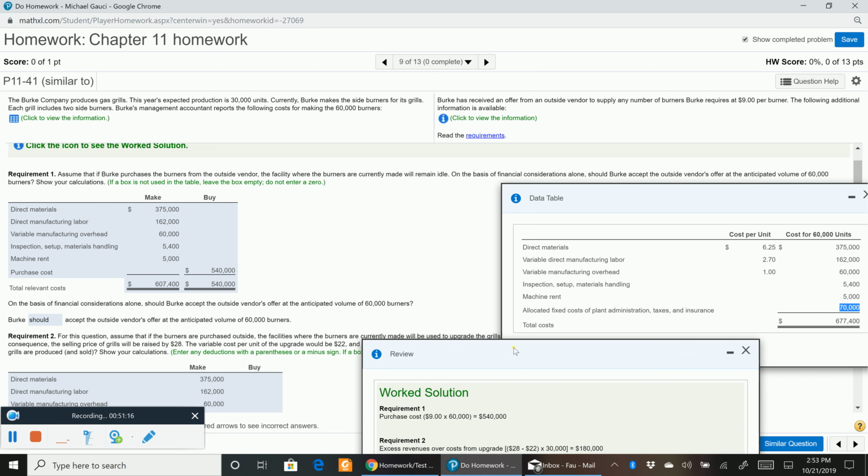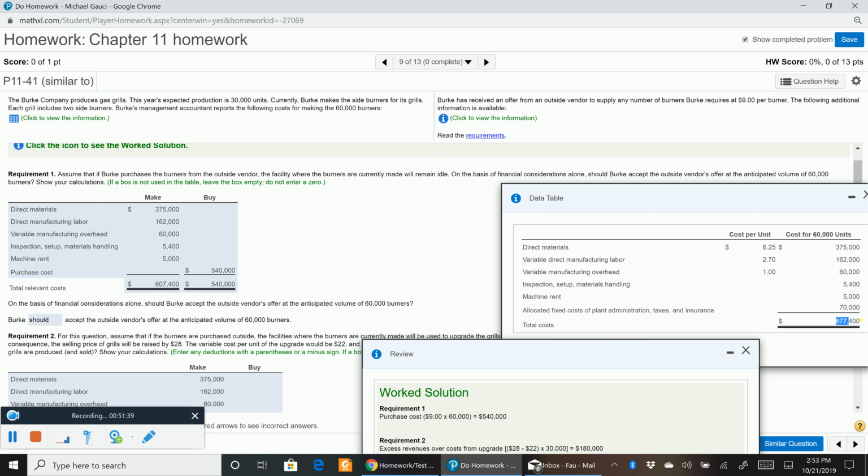So what we're going to do, we can see to buy them outright, $540,000. That's the $9 times the 60,000 burners. All right, that's your $540,000. Now, how about making them ourselves? All right, as we said, we have the information for making the burners here.